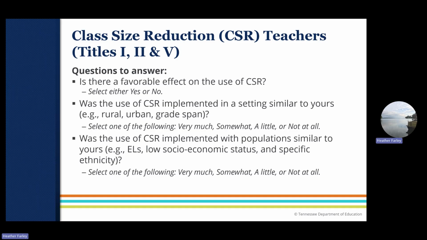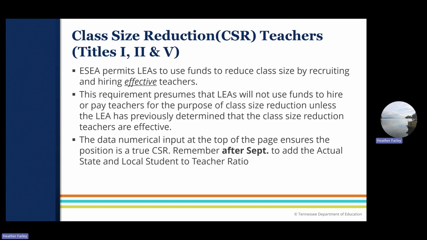At the moment, there has only been one effective study, and that is the STAR study in Tennessee, that has shown effectiveness in class sizes K through 3. Do note, if you are using class size reduction teachers, that after September, you will need to not only have what you have as your kind of guessing based on historical information of how many students you will have in the grade spans, but you need to actually true it up to the actual after September.